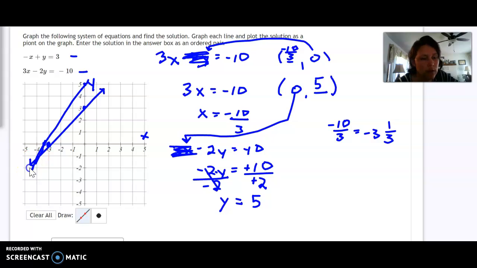Okay, so looking at this, it is looking like our solution is going to be at -4, -1 will be our answer for that one. And hopefully when you are doing that on the MyOpenMath, it'll look a little bit better for you. Okay, and that's all we've got for that one.